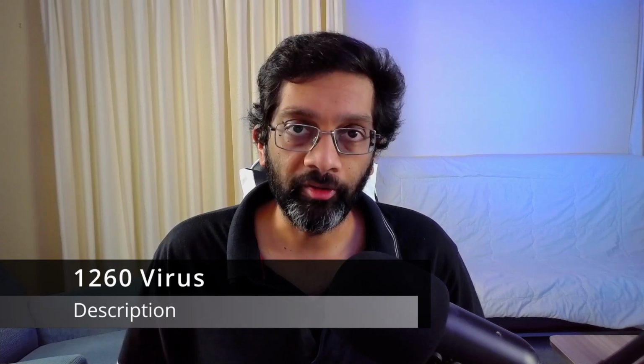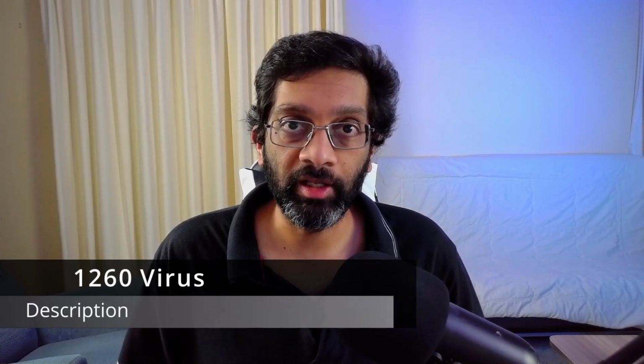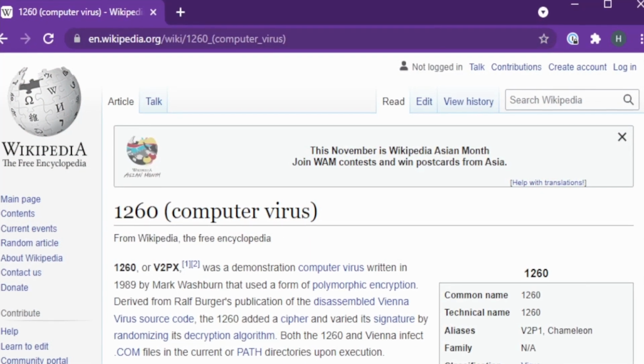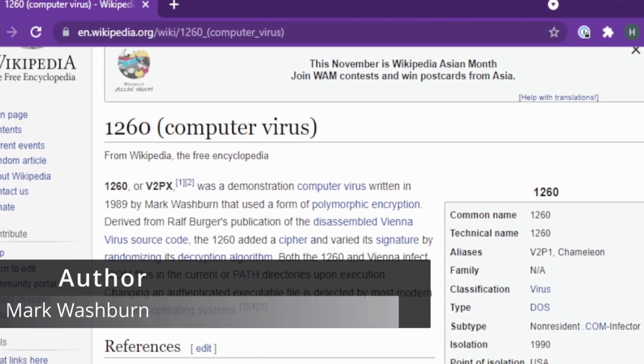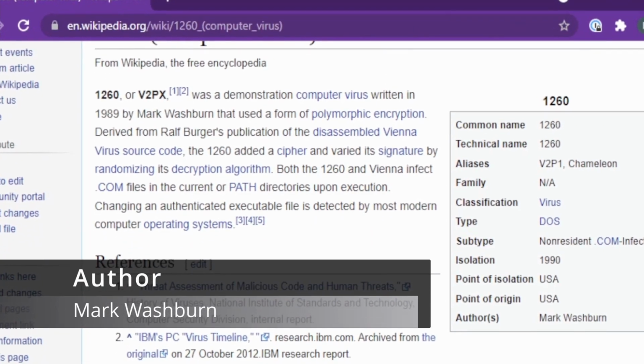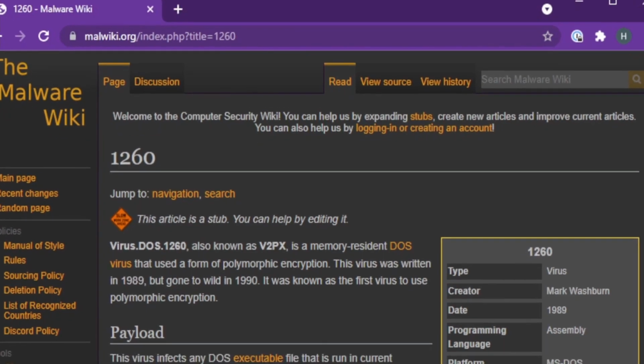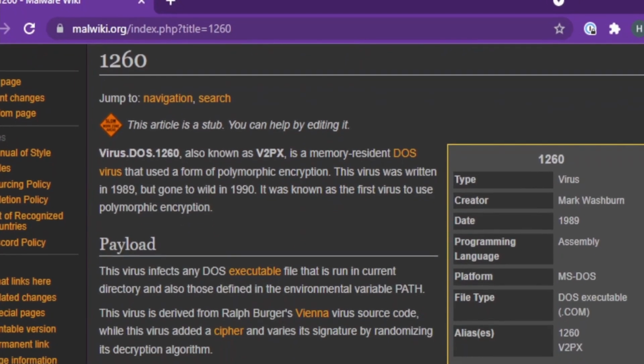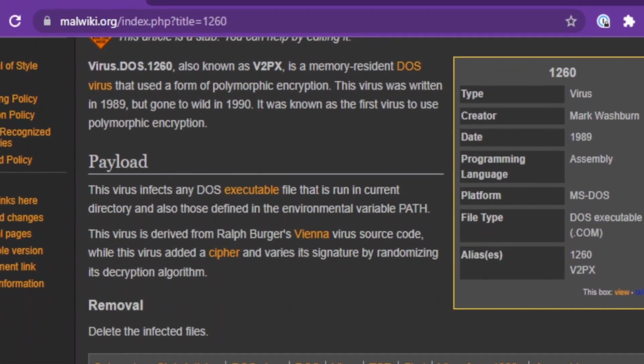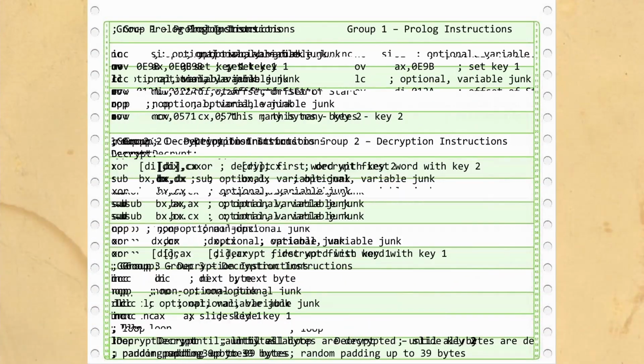A polymorphic virus is an encrypted virus which can mutate itself into multiple instances. This would confuse antivirus software even though the virus would execute correctly. The first known polymorphic virus was written by Mark Washburn in 1990. The virus 1260, also known as V2PX, used sliding keys to decrypt its body.